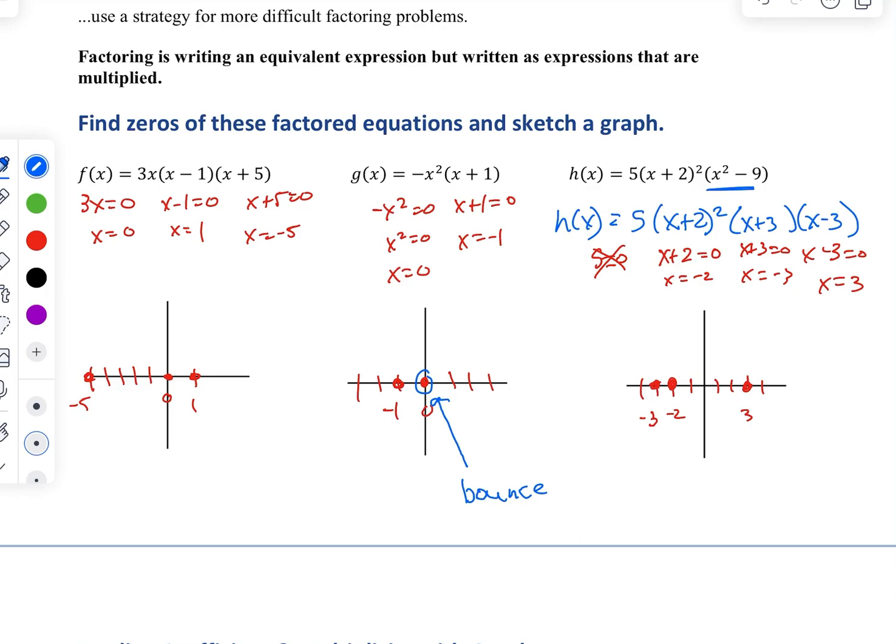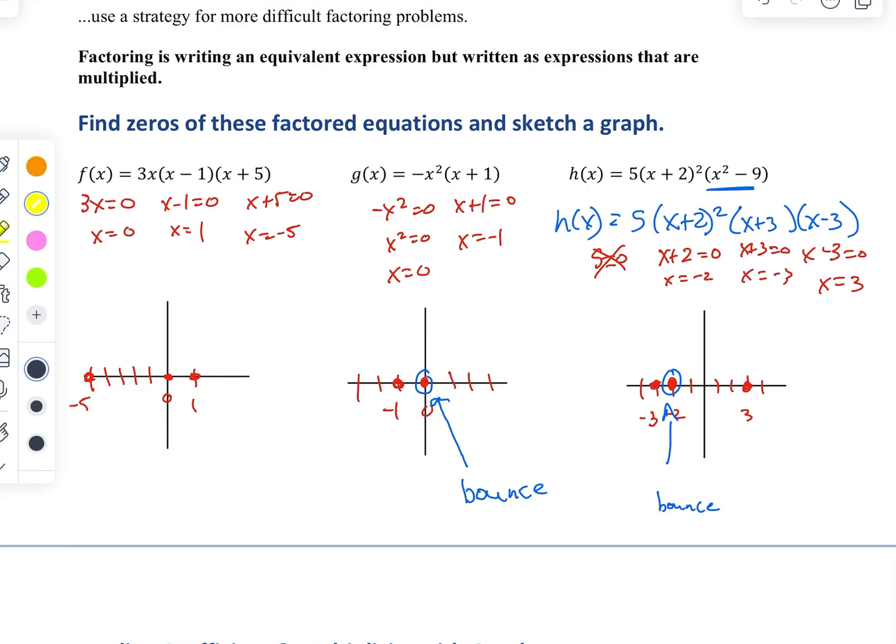And then the last one here, I have that x squared. That squared with the x plus 2, so at this negative 2, this is going to have a bounce. So either a minimum or maximum point right there. All the other ones are going to pass right through those points. Okay, and then we were seeing too that sometimes there was a negative out in front and it made it go up or down.